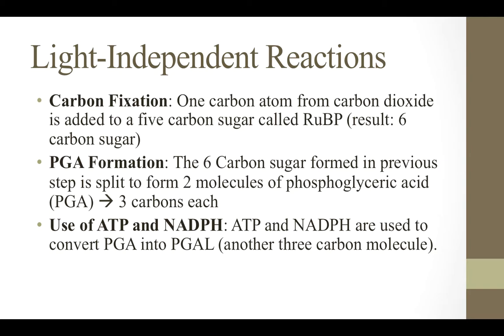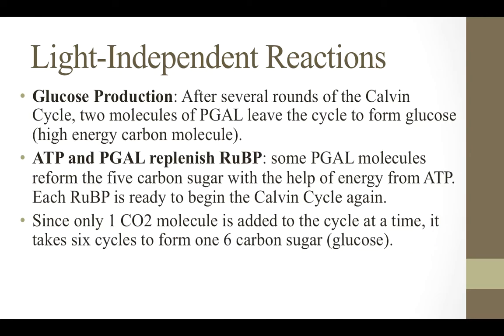The use of ATP and NADPH: ATP and NADPH are used to convert PGA into PGAL, another 3-carbon molecule. And then glucose production occurs. After several rounds of the Calvin cycle, 2 molecules of PGAL leave the cycle to form glucose, a high-energy carbon molecule. ATP and PGAL replenish RuBP. Some PGAL molecules reform the 5-carbon sugar with the help of energy from ATP. Each RuBP is ready to begin the Calvin cycle again.